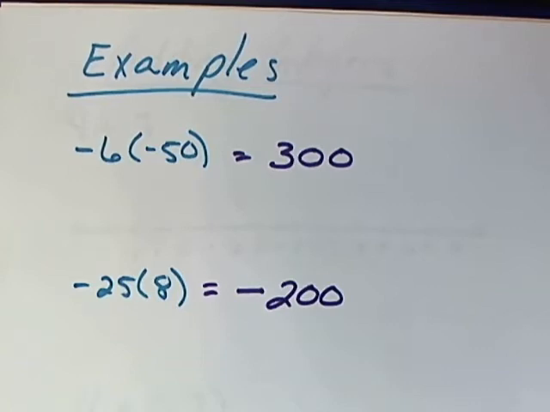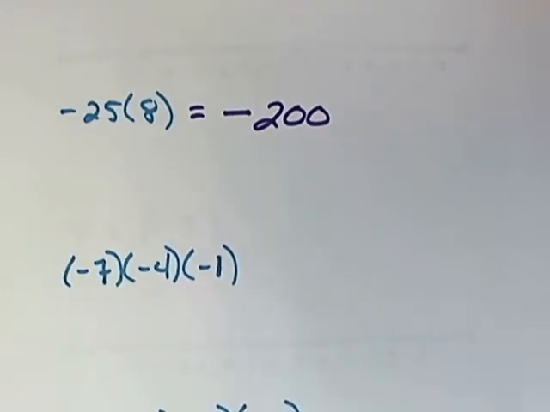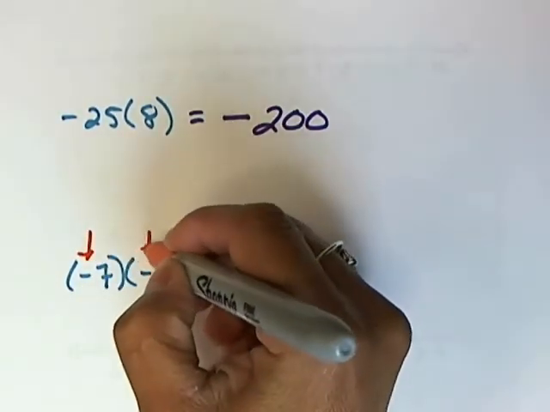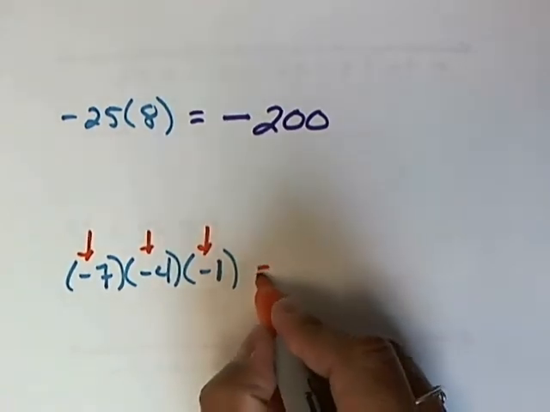Now if we had more than two numbers being multiplied together, we can do a problem like that as well. If I have a -7 times a -4 times a -1. Once again, this goes to that second set that I had that said, if I have an even number of negatives, my answer is positive. If I have an odd number of negatives, my answer is negative. So you can count your negatives. We have 1 negative, 2 negatives, 3 negatives. That's an odd number, and so my result will be negative.